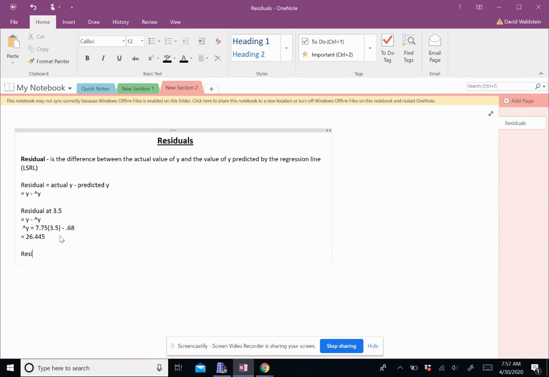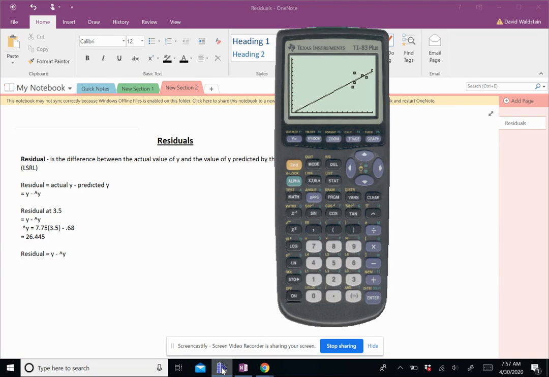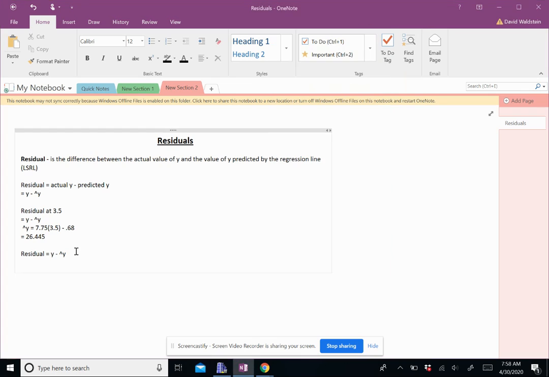So to find my residual, it's just y minus y hat. Y is 27 minus 26.445. And that means our residual is 0.555.